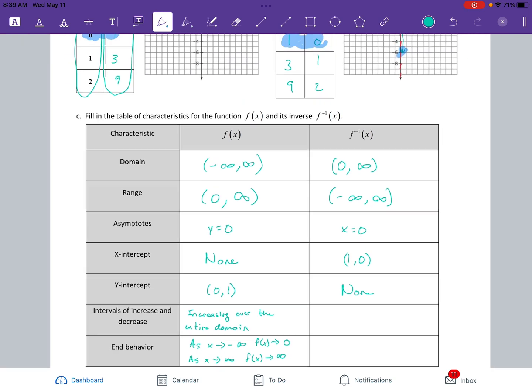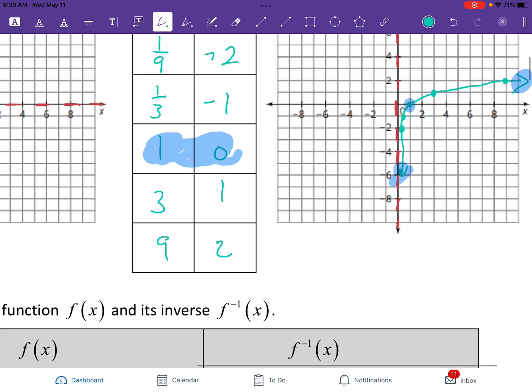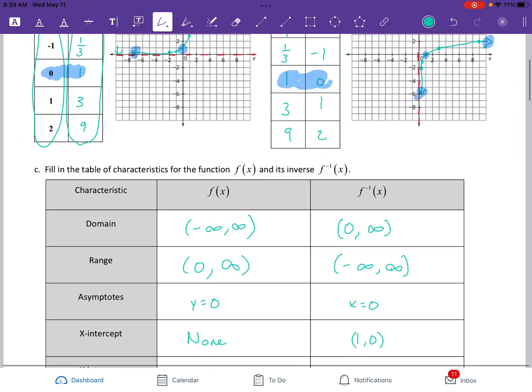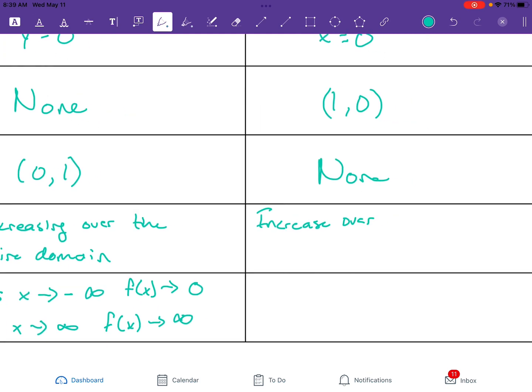Increase and decrease intervals. I'm going to accept two things for this, because I think during the time of class I might have mentioned two different things, but either one is fine. I'll accept them both. The graph is increasing the entire time it's going up. So I would accept it's either increasing over the entire domain, or if you said it's increasing from 0 to infinity. Either one I'd accept, because the domain is 0 to infinity.